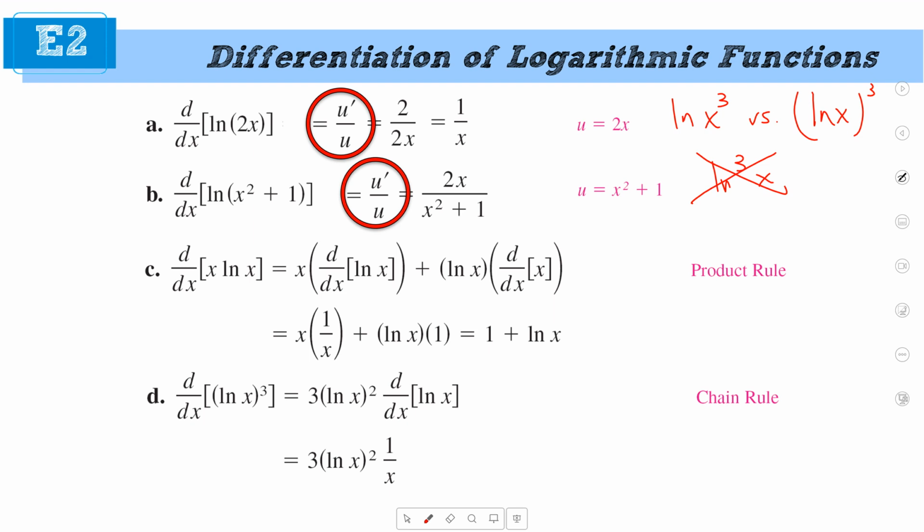No, the x's can't cancel. You've got to take the natural log of something. Would it be possible to have 3 times the natural log of x squared over x? Is that possible? Sure, yeah, you could write it this way. Okay.